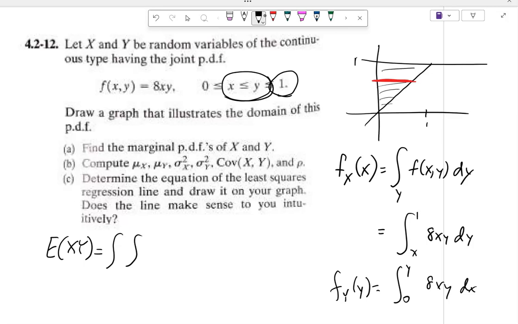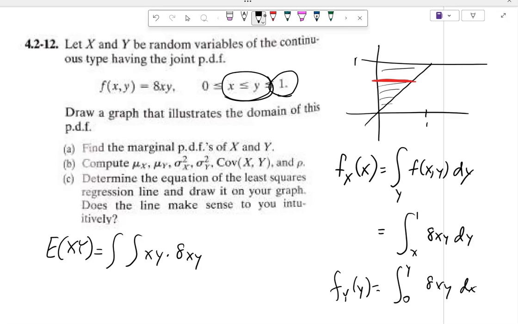We'll worry about the bounds in a minute. What is your integrand going to be? Good. xy times 8xy, right? Function times PDF, just like any other expectation, right? Still function times PDF, but it's a function of 2 variables, which is why I have to do a double integral, right?